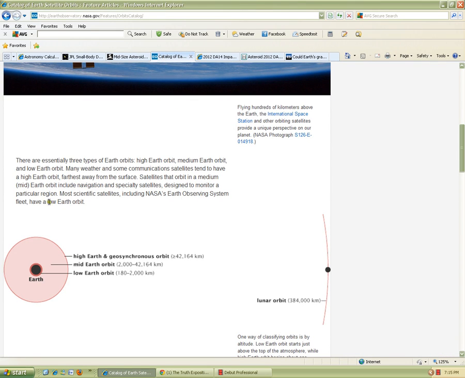Now, I also want to discuss that there are three types of Earth orbits, and I'm sure a lot of you know this, but for some of you who don't know, I looked into this. There's a high Earth orbit, medium Earth orbit, and a low. And here are the orbits, the low, medium, and high, in kilometers. So the high Earth orbit is greater than or equal to 42,164 kilometers. And then the mid orbit runs from 2,000 until 42,164 kilometers.